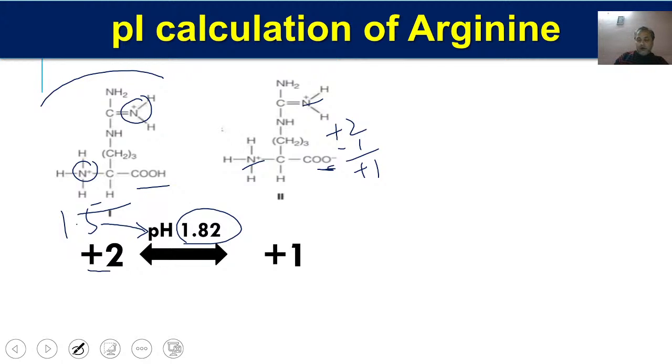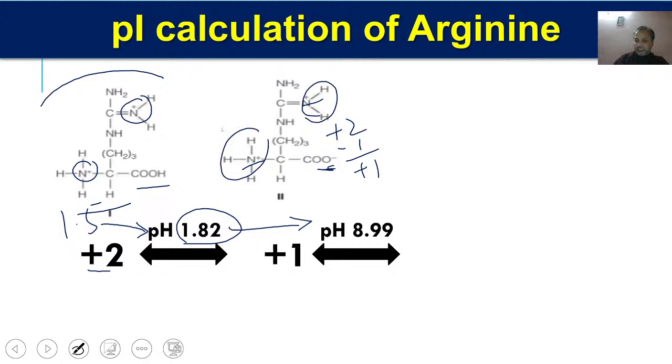Clear? Now again we are going to increase the pH from 1.8 to 8.99. At that particular pH, another group, either this group or this group, is going to dissociate. You have 2 positive charge, 1 negative charge. So overall how much will you get? You have 2 positive and 1 negative. So what will be the balance?